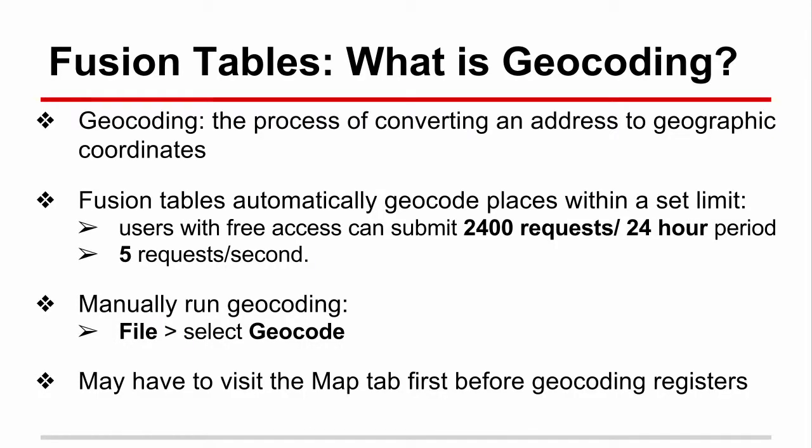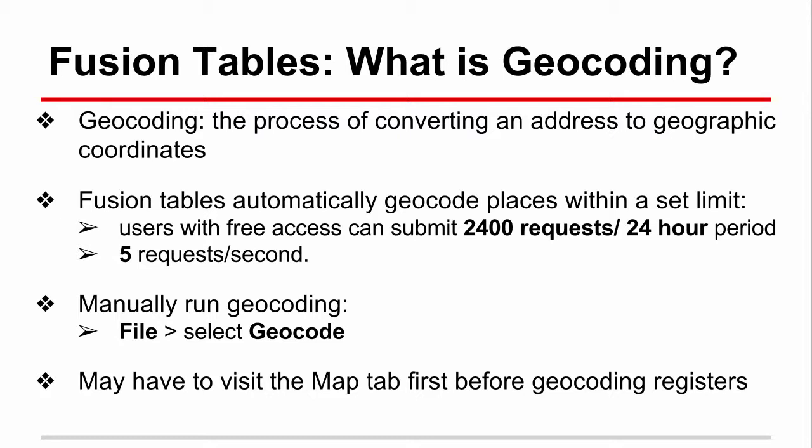Let's briefly look at what geocoding is. Geocoding is the process of converting an address to geographic coordinates, longitude and latitude, so you can view places using markers on a map. Reverse geocoding is the process of converting these coordinates back to addresses that we can understand.